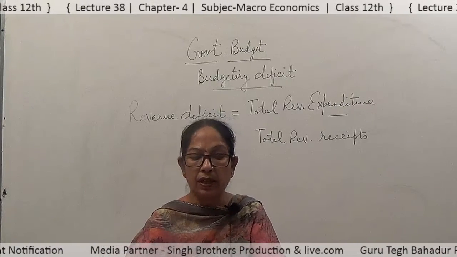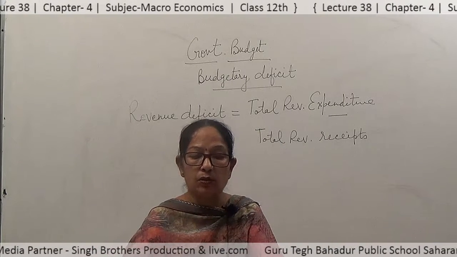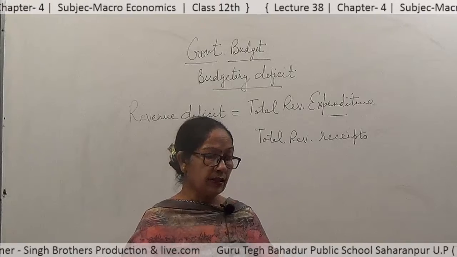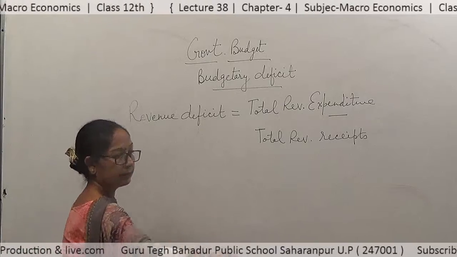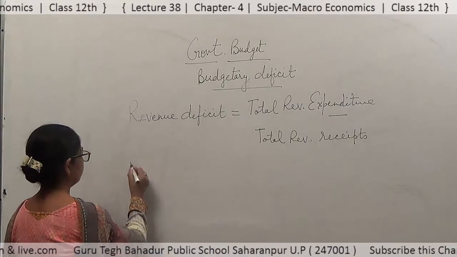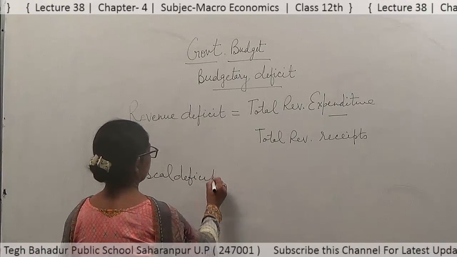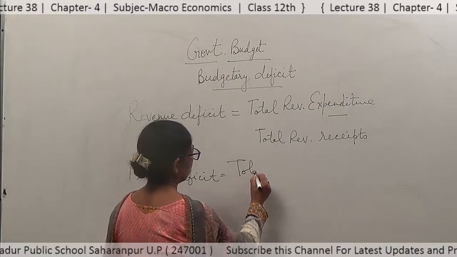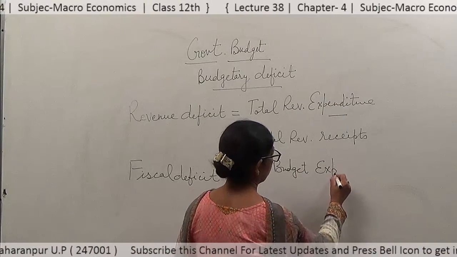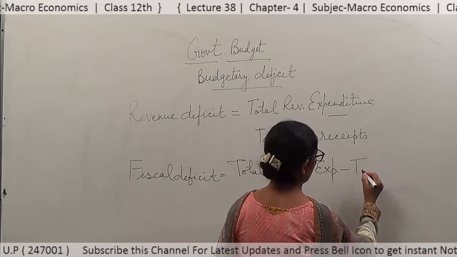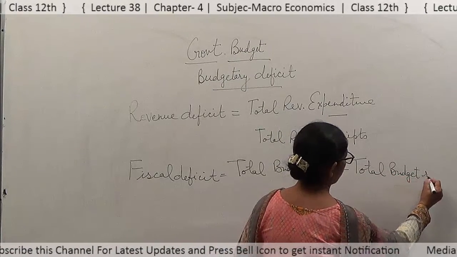Fiscal deficit is a measure of how the government needs to borrow from the market to meet its expenditure when its sources are inadequate. So, fiscal deficit, how can we write the formula? Fiscal deficit is equal to total budget expenditure minus total budget receipts.